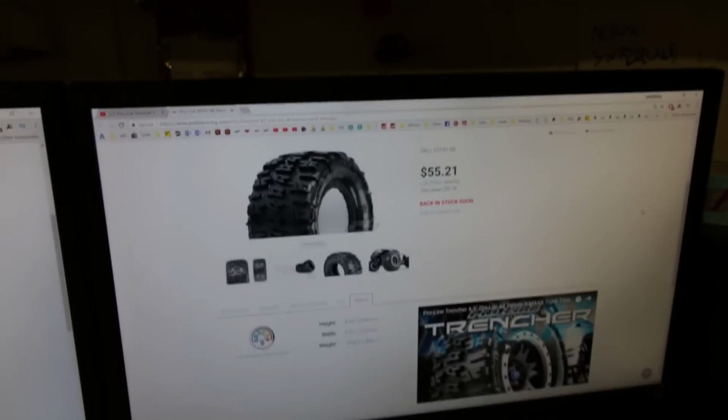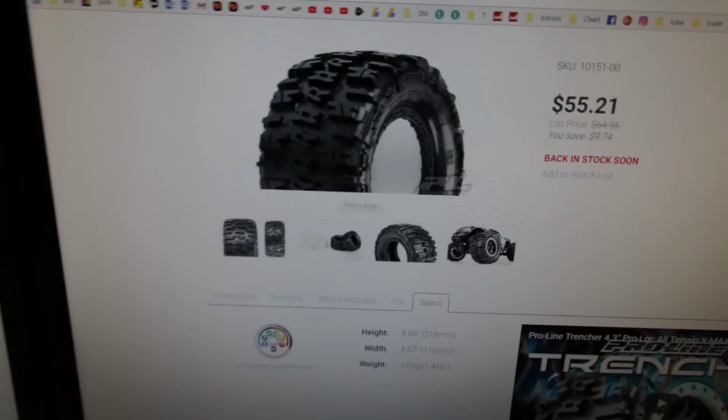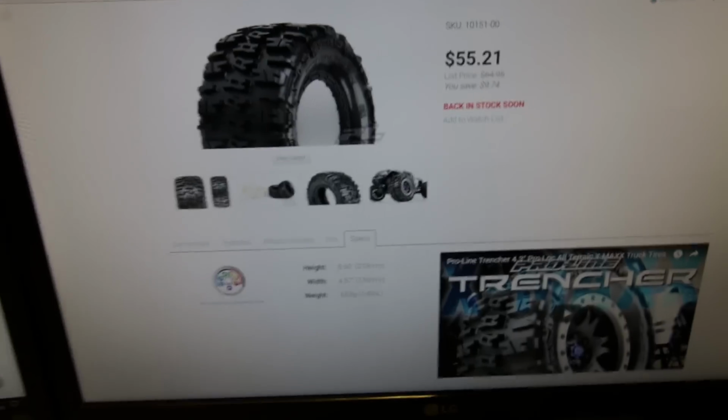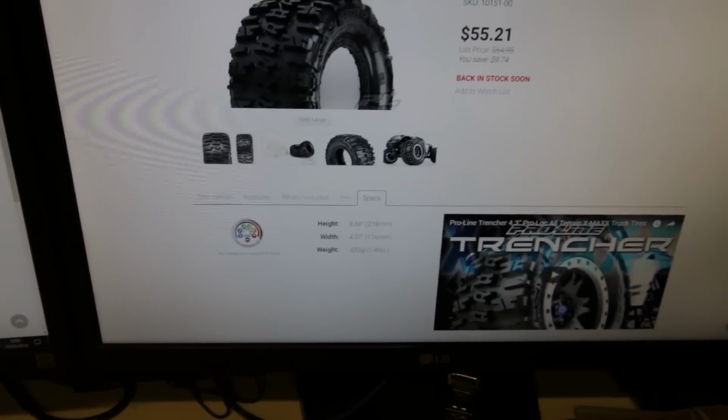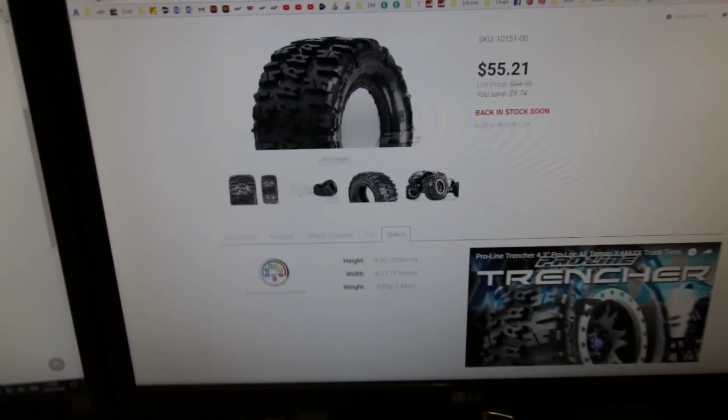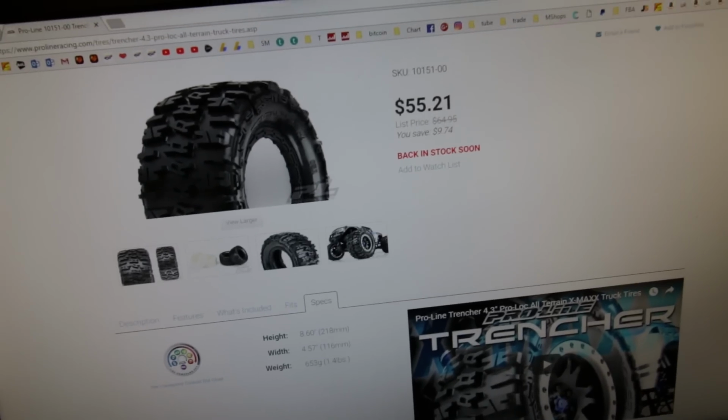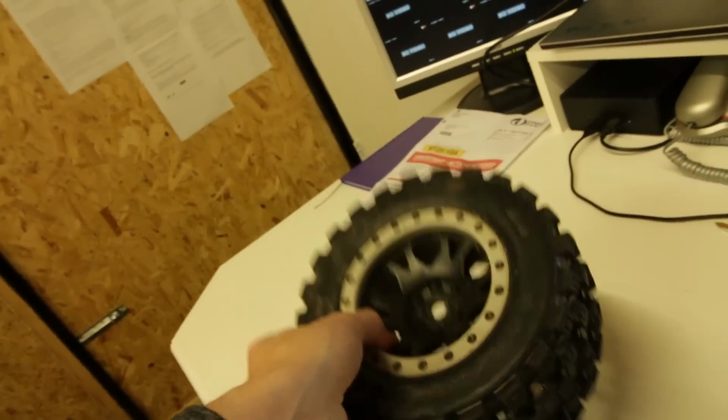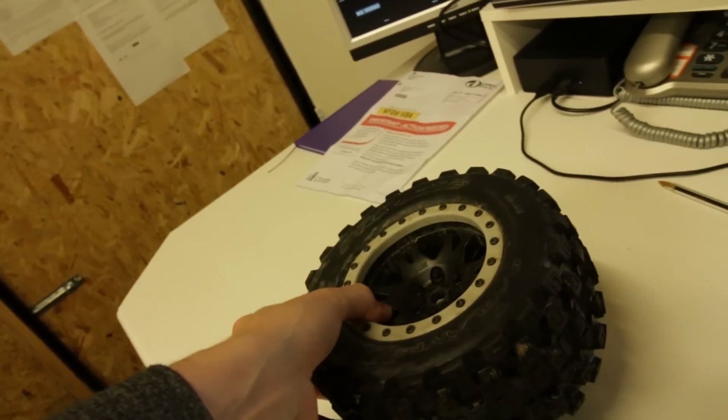All right, guys. People are saying to me I should get the new trench attire for the Traxxas X-Maxx. But I probably won't. And here's why. Now, I've been asking for a while. I've been asking on the Proline website and stuff, what is the combined tyre weight? Nobody's telling me. So I'm going to figure it out for myself.